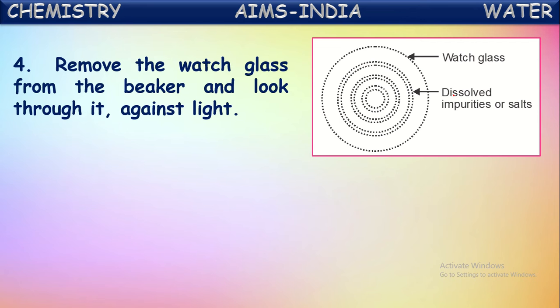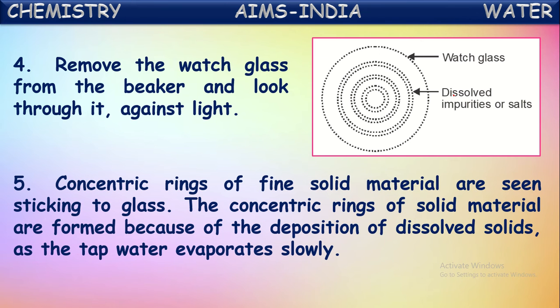Against a light, if we observe carefully on the watch glass, then we see some salts like concentric rings of fine solid material sticking to the watch glass. So if you take out the watch glass after complete evaporation of water and observe it carefully against a light, we can see certain concentric rings of fine solid material sticking to the watch glass. The concentric rings of solid material are formed because of the deposition of dissolved solids as the tap water is evaporated slowly.